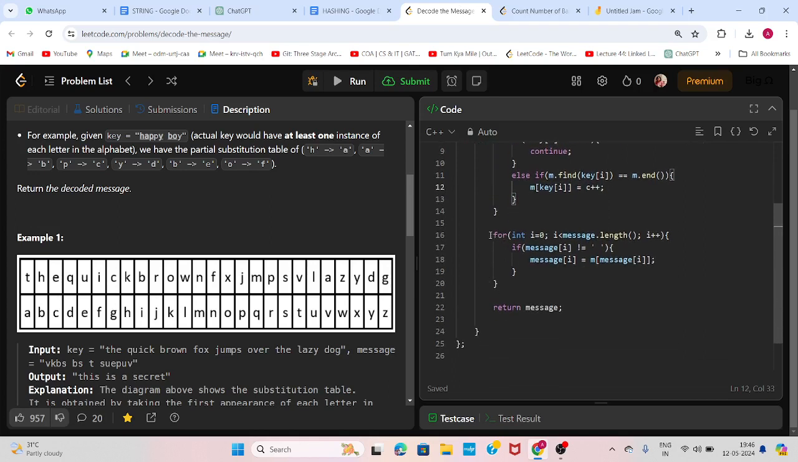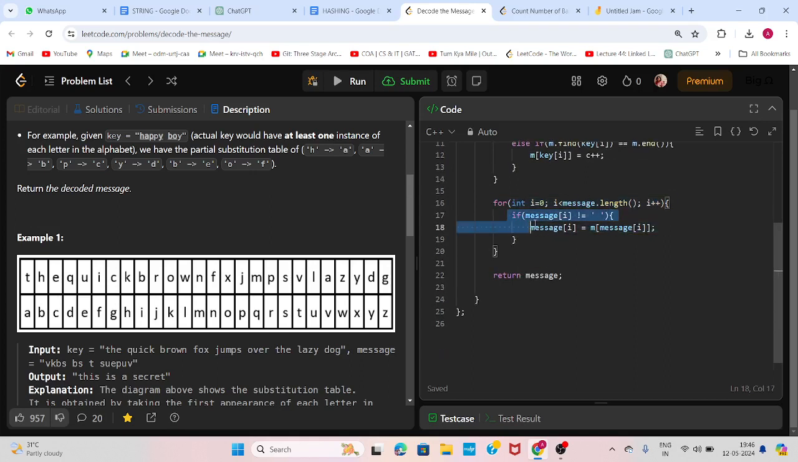Now after that we jump into the message string. Then we are checking if the message character is not blank. So if it is not blank, what we're doing is changing message I with the map of message I. Like you can see, T, sorry. So map of T is what? Map of T is what?